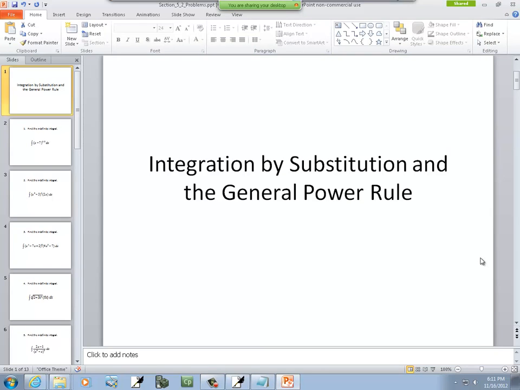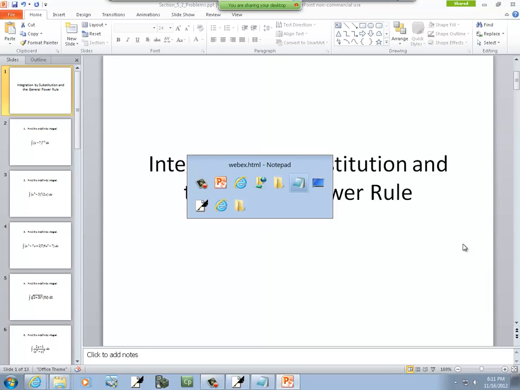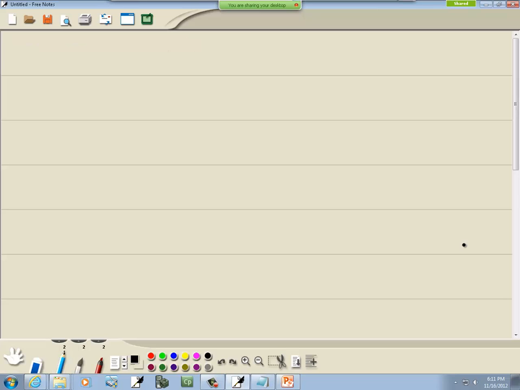Let's take a look at integration by substitution and the general power rule. Let me first write down the formula for the general power rule. It says if we have the integral of, instead of x to a power, we have u to a power, and u can represent everything if it fits in.